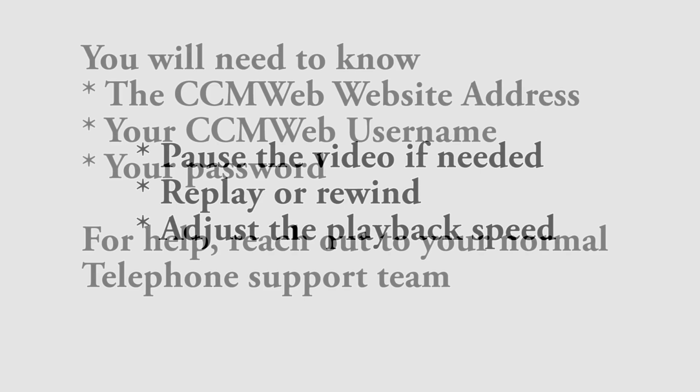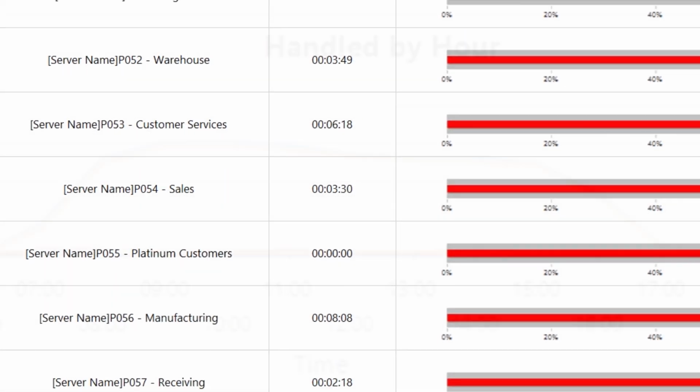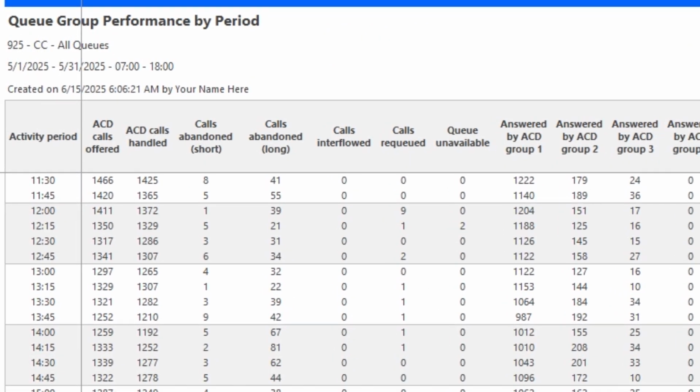Next, I'll give a few hints and suggestions, but you'll need to know the website address for CCMWeb. You'll need to know your username and password. These will be unique to you and your environment. If you're unsure and are stuck, reach out to your normal IT support group or telephone technician for assistance. Lastly, Mitel has a lot of reports available to help.